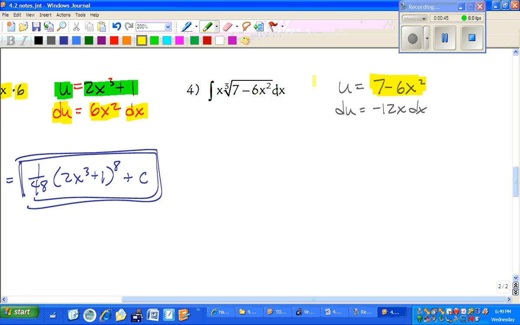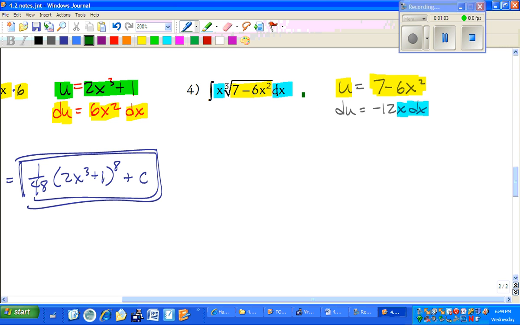Again, this is already represented in there. That's going to become u. We need to get du. So we know the dx is already in there. We have an x in there. Again, we're just missing that constant, that one term, negative 12.